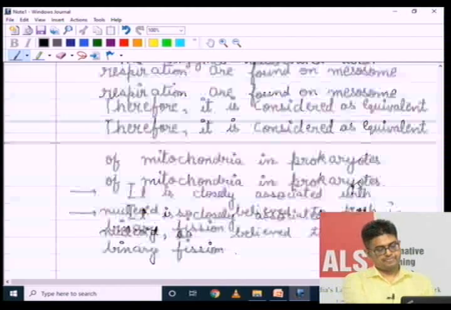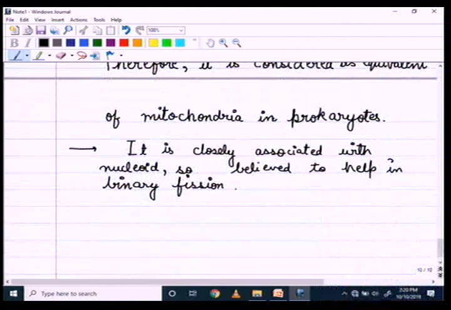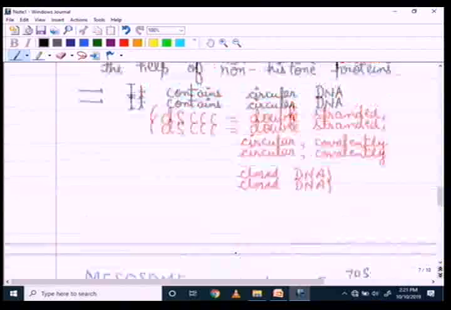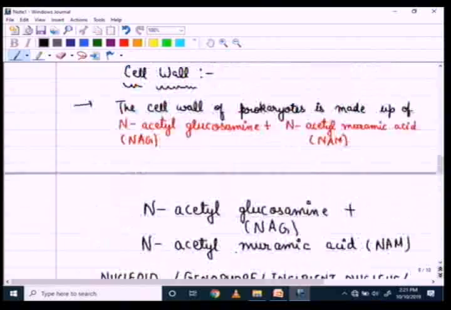Okay. So the mitochondria equivalent is mesosome. It contains enzymes for respiration. It is believed to help in binary fission. These are the functions of mesosome. So it's very important that you remember about mesosome. It's an infolding, and it contains the respiration enzymes. Next, we have done this much, so now we will do what's remaining.